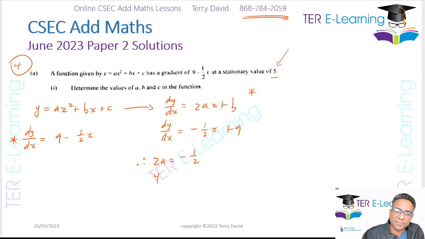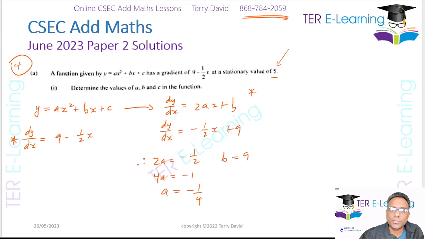So we can say that 4a is equal to minus 1. So a is negative a quarter, right? That's what a is. Then if we equate again, we can say that b is equal to 9. So just like that, I've worked out what a is, what b is, right?